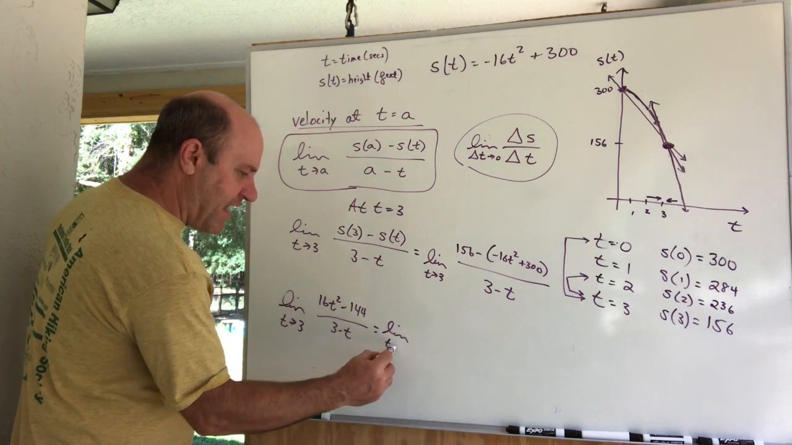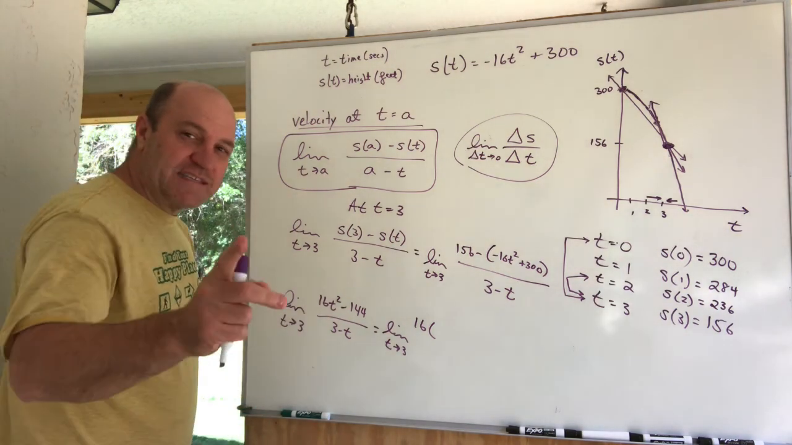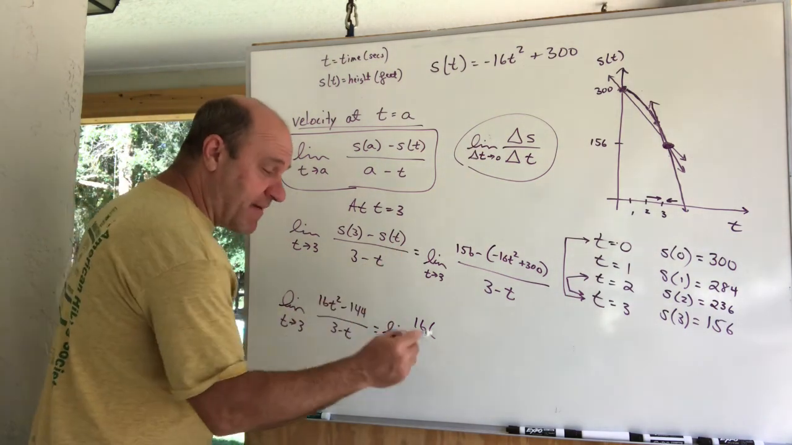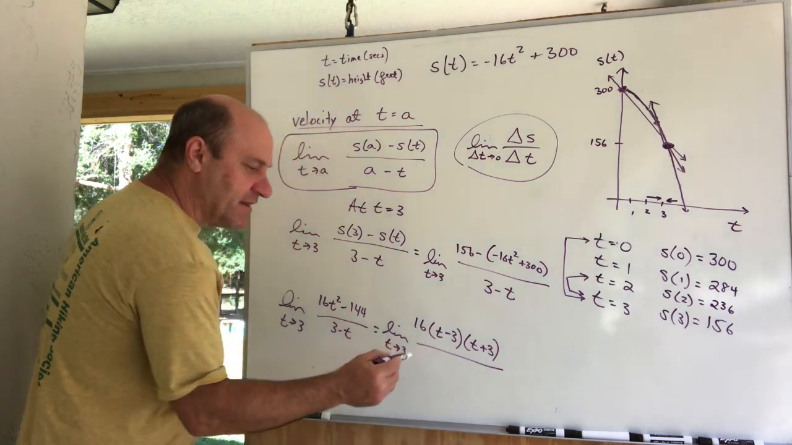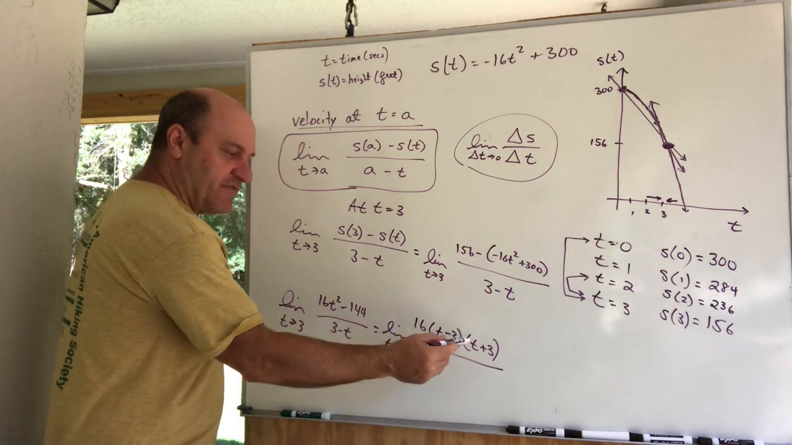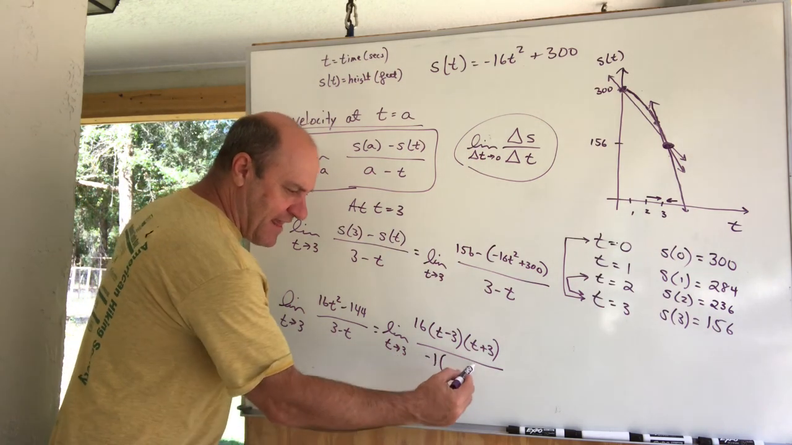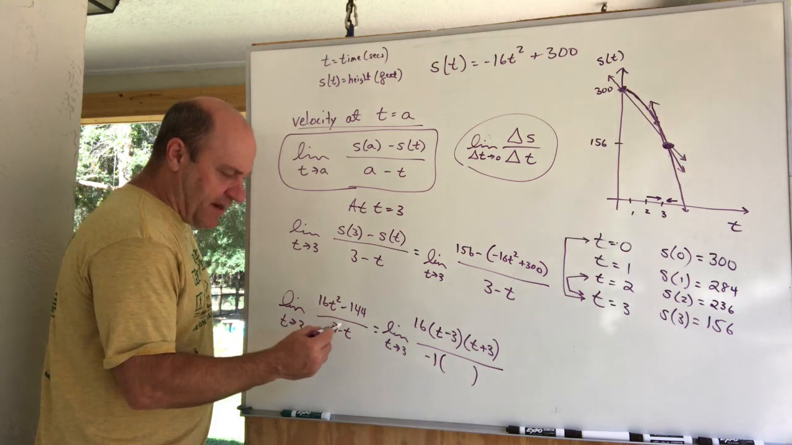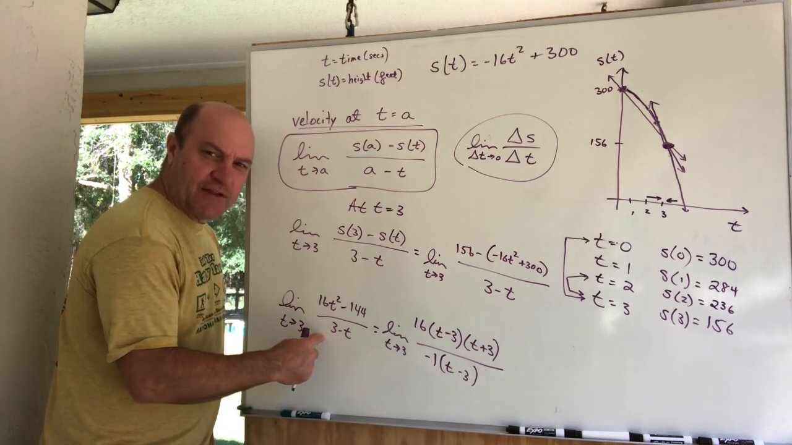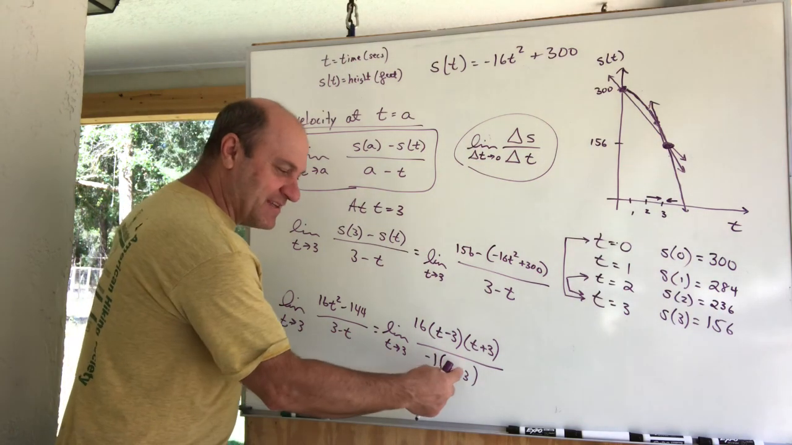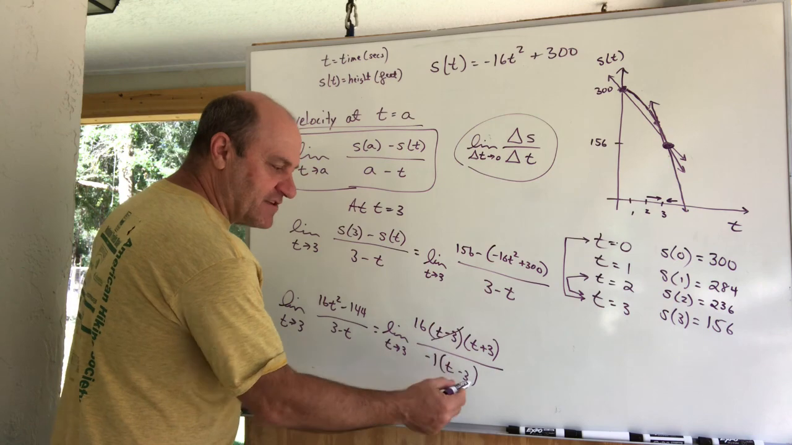I'm going to keep going. If I factor out a 16, I'm left with t squared minus 9. T squared minus 9 factors into t minus 3 and t plus 3. Then I'm going to factor a negative 1 out of that denominator. When I factor a negative sign out of 3 minus t, I get t minus 3. It's kind of hard to say. Dude, that's awesome. Now this t minus 3 cancels.